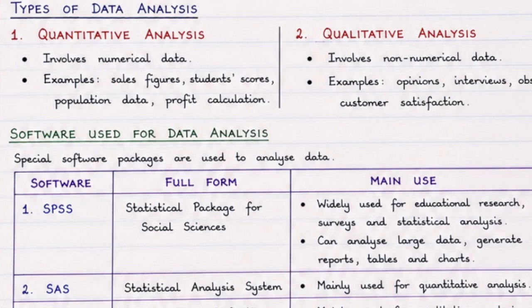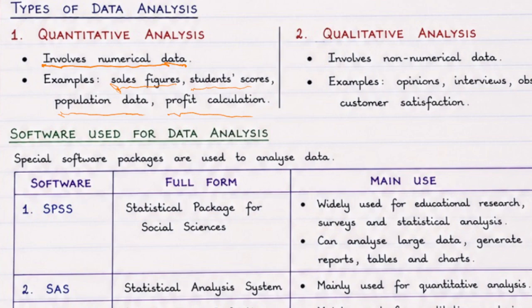Analysis involving numerical data. Examples: sales figures, student scores, population data, profit calculation. All of these are examples of quantitative analysis because they involve what? Numerical data. Okay, qualitative analysis involves non-numerical data. Opinions, interviews, observations, customer satisfaction. All of these are examples of qualitative analysis.